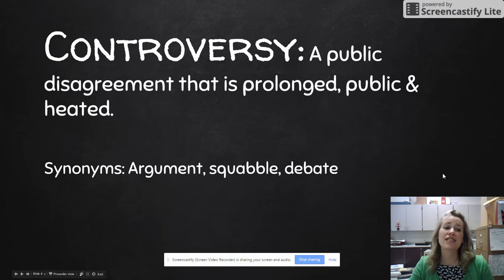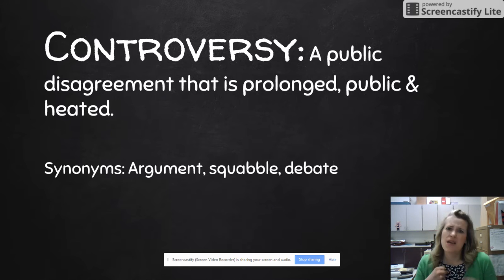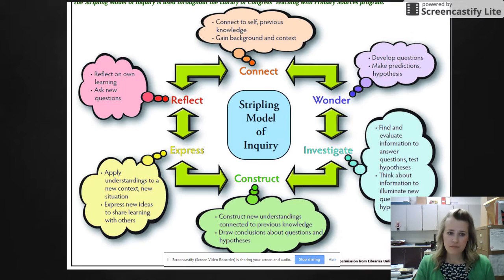It's important to understand the word controversy because we are going to be looking at controversies. Controversies are going to form the basis for your research and your research paper for this particular unit. So you're going to be focusing on issues that affect society as a whole, issues that have lasted a long time and people are all worked up.